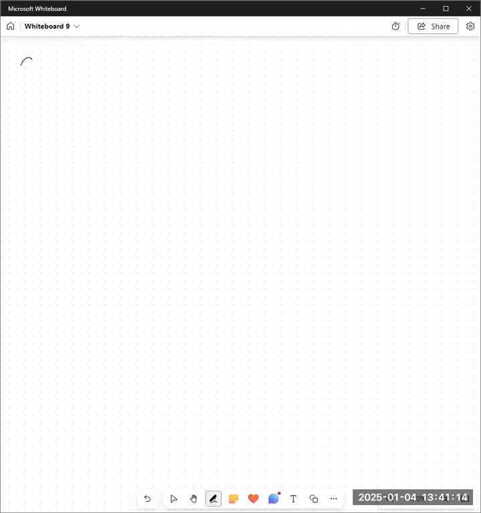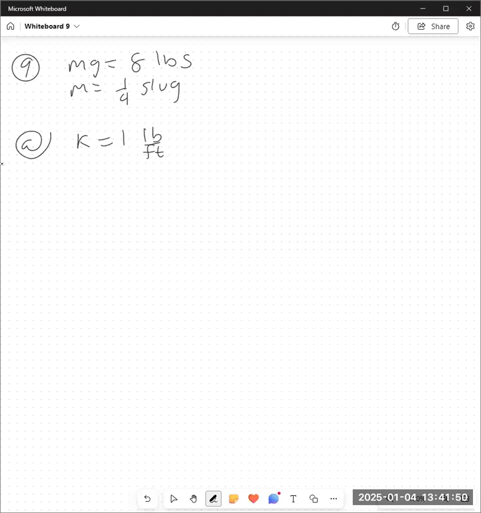So a mass weighing 8 pounds is attached to a spring. When in motion, the spring mass system exhibits simple harmonic motion. So part A tells me to determine the equation of motion if the spring constant is 1 pound per foot and the mass is initially released from a point 6 inches below equilibrium with a downward velocity of 3/2 feet per second.